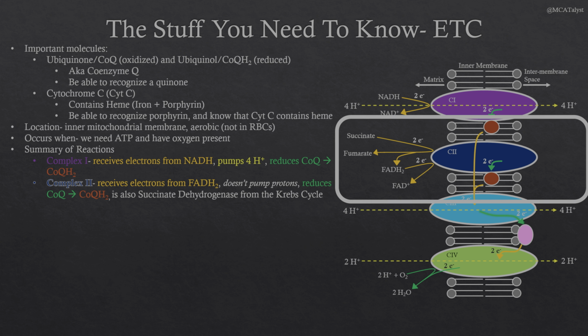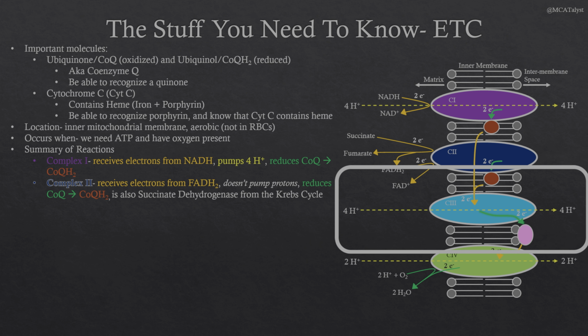So now that we've formed these reduced ubiquinol molecules, we can take them from complexes 1 and 2, and send them on to complex 3. So ubiquinol is going to be reducing complex 3. It's going to give its electrons to complex 3. This is going to allow complex 3 to pump its protons, specifically 4 protons per coenzyme Q. And once it's done pumping its protons, it then needs to reset itself. So it's going to pass the electrons onto cytochrome C.